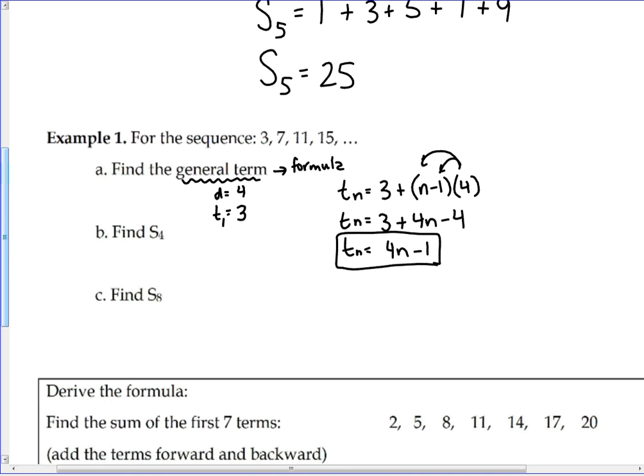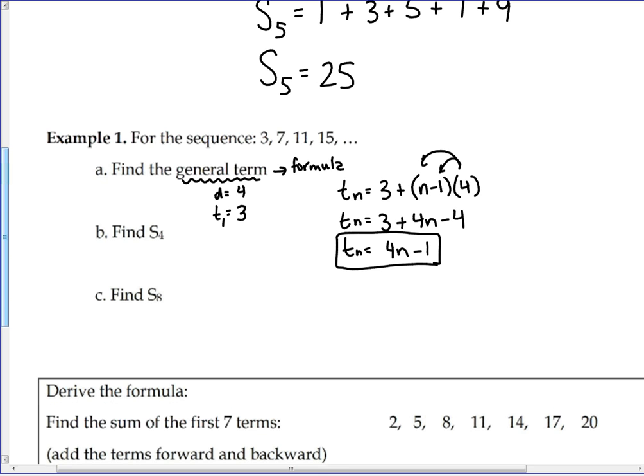4n minus 1. You can always check your general term, your formula, by just plugging in your n values. So if n was 1, do I get 3? 4 times 1 minus 1, yeah, that's 3. If n is 2, do I get 7? 4 times 2 minus 1, yeah. So you can always double check that you have the right formula by just plugging in the different n values and seeing if you get the same terms.